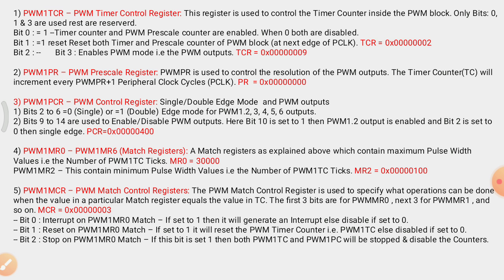Then another register is the match registers. There are 6 match registers, MR0 to MR6, where here we are using MR0 and MR2, which contain the pulse width values. MR0 contains a maximum value of 30,000 in decimal, and MR2 is equal to 0x0000000100, that is 256.